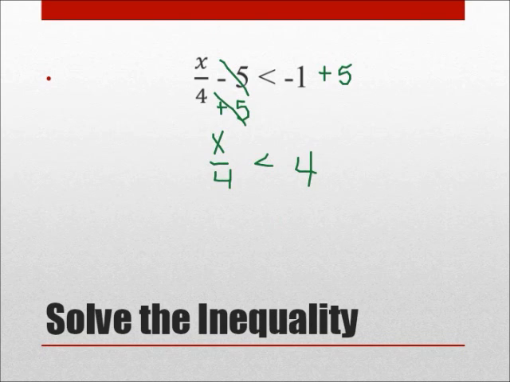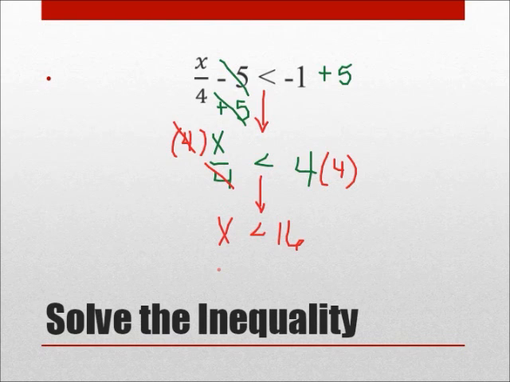Now, let's see what we have going on here. We have x divided by 4. What is the opposite or the inverse operation? We want to multiply both sides by 4. 4 divided by 4 is 1. You're left with x over here is less than 16. Notice my sign stayed the same the entire way through. I was working with positives here. My last inverse operation involved multiplying by a positive, so that sign stays the same.